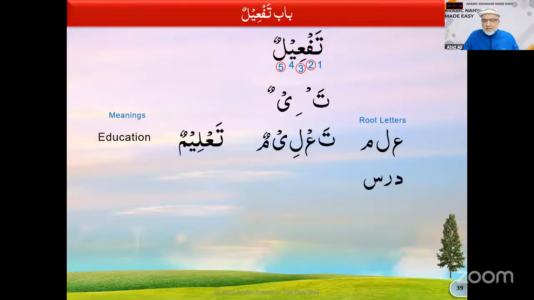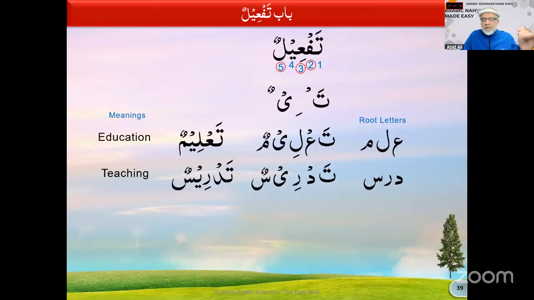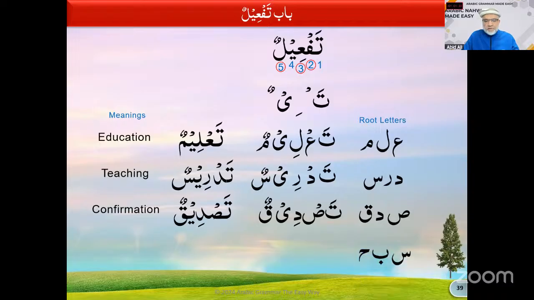Dal, Ra, Sa, then it will become Tadris. You see, Tadris is also teaching. Now, is this teaching in stages? Yes. You keep on teaching. Sa, Dal, and Qaf, it will become Tasdeeq. You see, Tasdeeq, that means confirmation, to do confirmation.